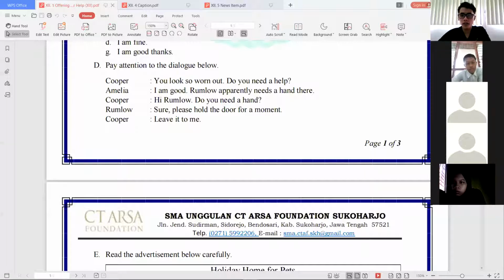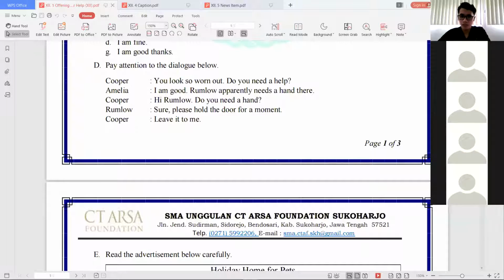And then Amelia replied, I am good. It means that Amelia doesn't need help. But Amelia said that Ramlo apparently needs a hand there. Ramlo is the name of a person, and then apparently needs a hand there. It means that Amelia believes that Ramlo might possibly need some help.